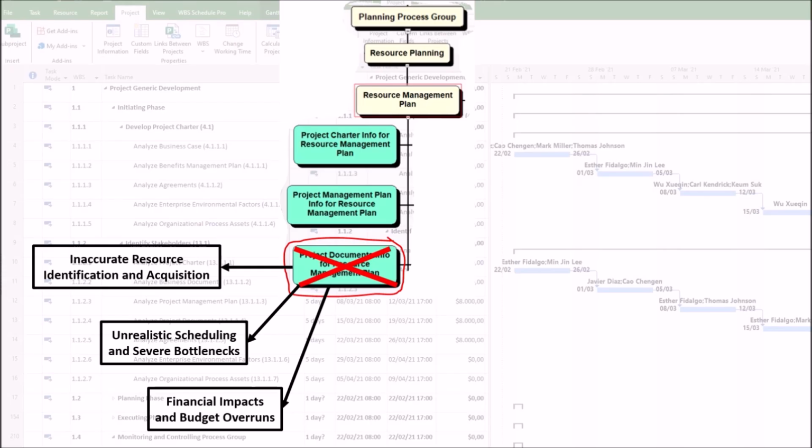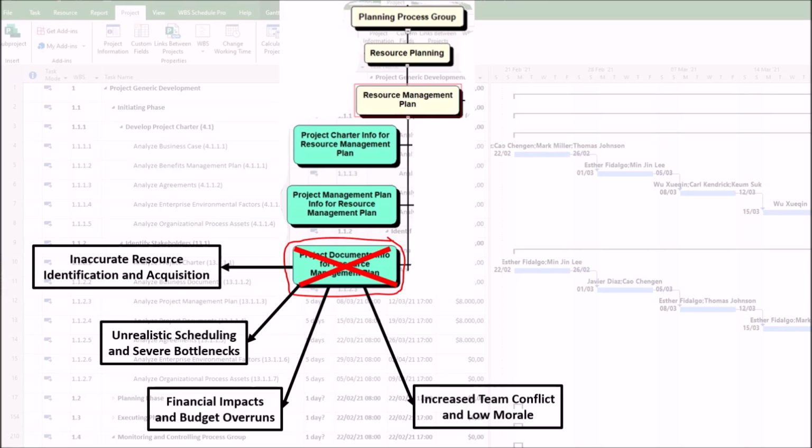Second, poor risk register analysis. Missing a risk about a potential increase in material costs or the premium cost of contracting scarce specialists means your resource budget has no contingency. When the risk materializes, it blows the budget.